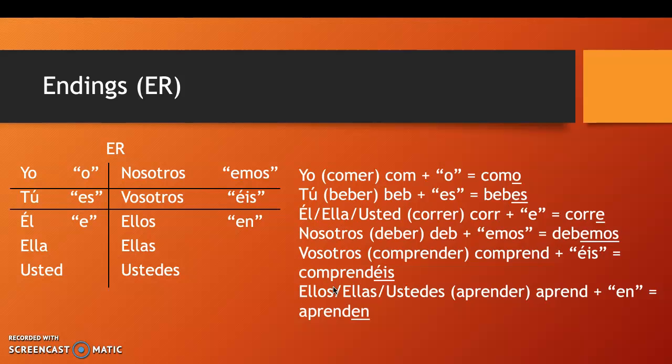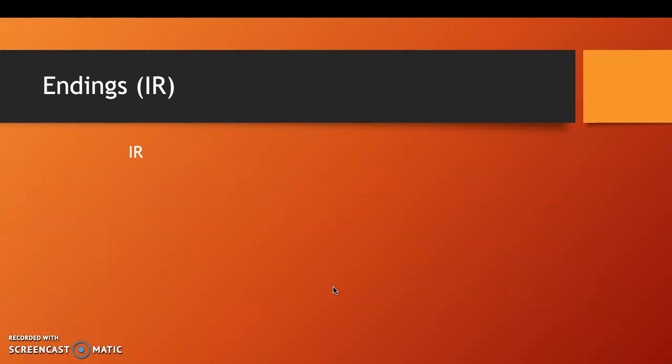If you replace the E in any of these endings with an A, you get the AR endings. It is that simple, guys. It is that simple. So I want you guys to go ahead and take those patterns and apply them to our handy-dandy table in IR.